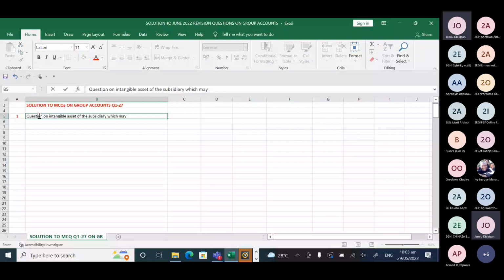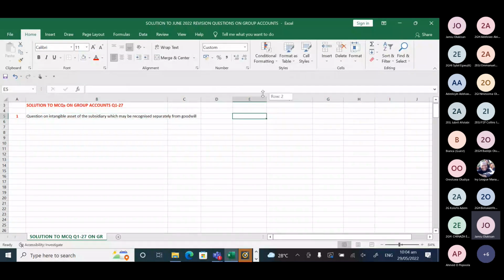Which was what I took you back to the slide to show you, that such an intangible asset must be recognized if the fair value can be measured reliably at the date of acquisition. So never lose sight of that. That is the main thing there. Never lose sight of that. That is the main thing there. Okay, so the option there is A.